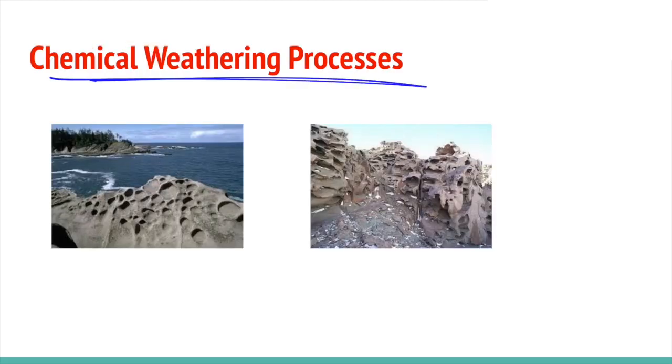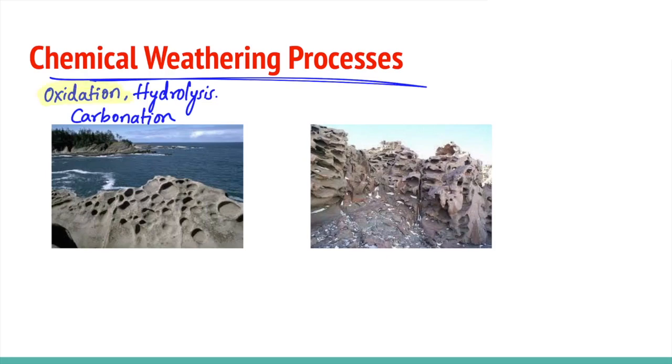Chemical weathering process. Chemical weathering is the weakening and subsequent disintegration of rock by chemical reaction. These reactions include oxidation, hydrolysis and carbonation. This process either forms or destroys minerals, thus altering the nature of the rock's mineral composition.